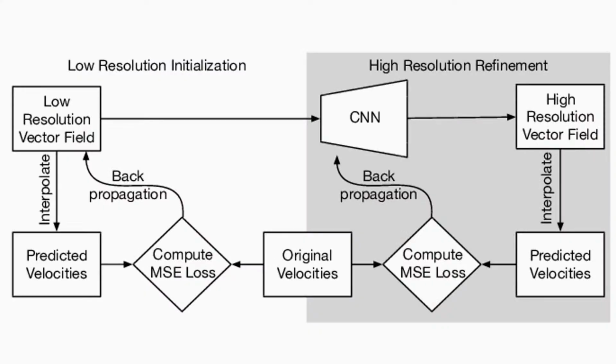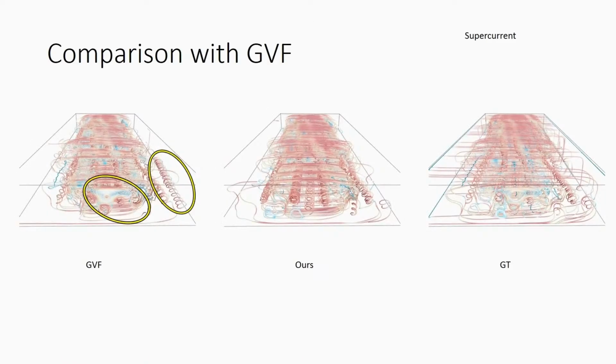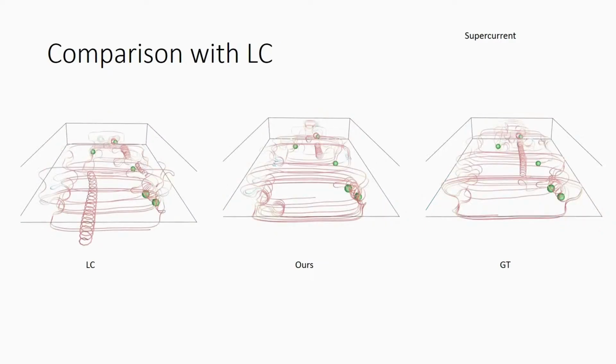We propose a data reduction pipeline for steady vector field data using deep learning techniques. Our approach consists of low-resolution initialization and high-resolution refinement. Our approach can evaluate the quality of representative streamline selection algorithms. In addition, we also compare our approach against gradient vector flow and lossy compression.